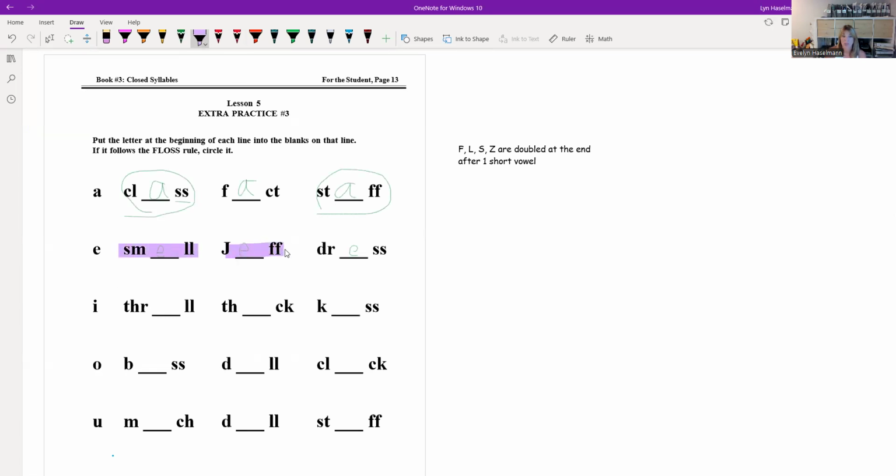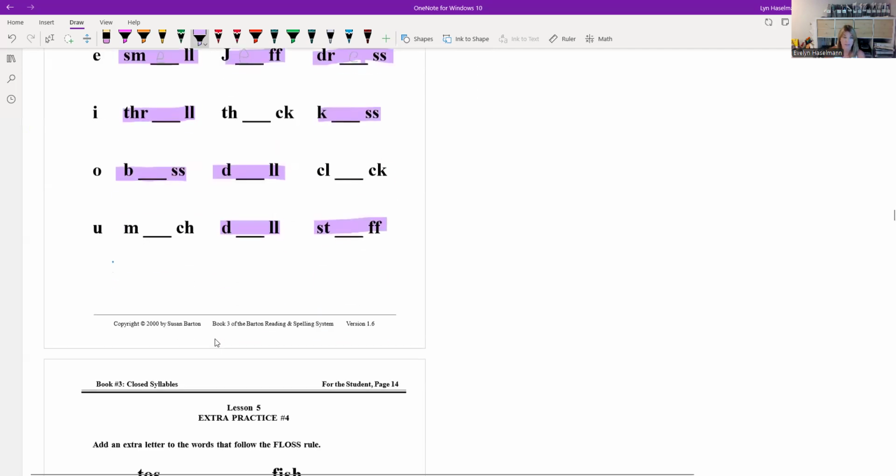Smell, Jeff, and dress would all be floss rules. For this one, I'm not going to put the letter in. Your student can do that. Thrill and kiss are your floss rules. For this one, we've got doll and boss. And this will be dull and stuff. So those are all of the floss rule answers for extra practice number 3.